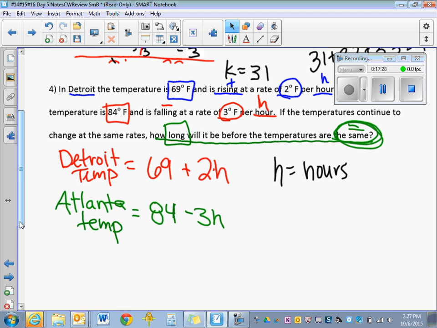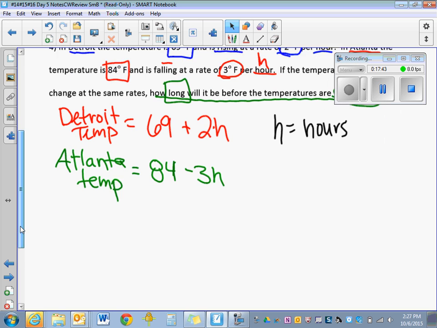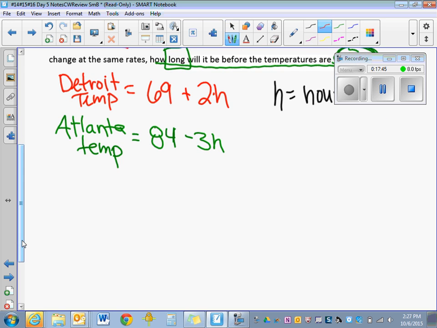What are we going to do with these 2 equations? We know Detroit's temperature. We know Atlanta's temperature. We want to find out what? How long will it take for them to be equal, for them to be the same? So we want to know, how long does it take for Detroit's temperature to equal Atlanta's temperature?